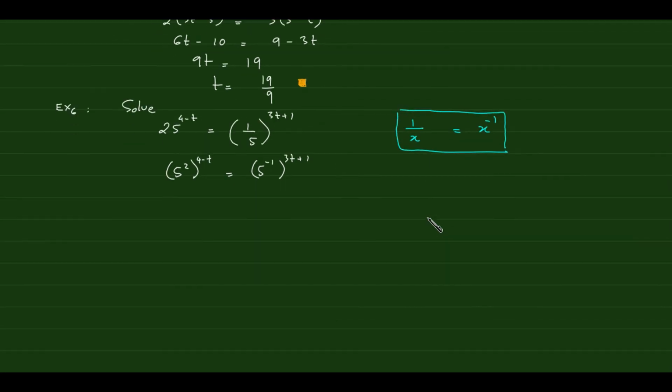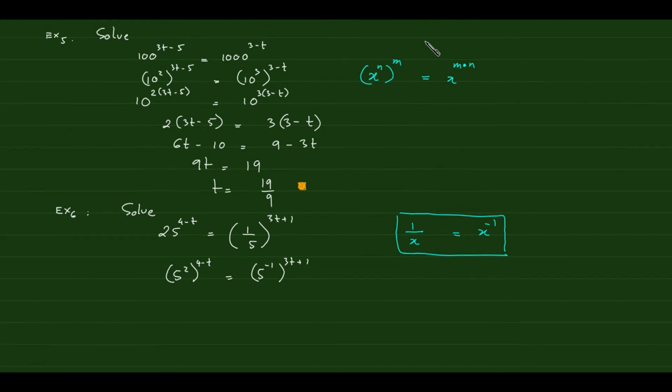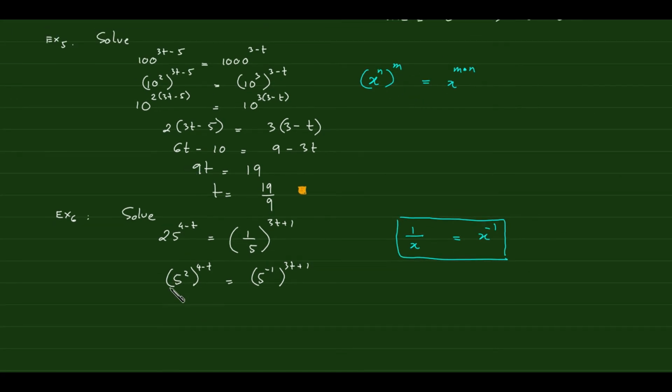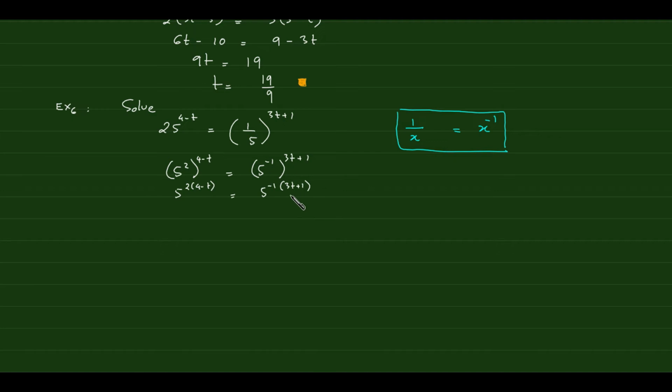Okay, now I'm going to apply this formula here. So I have 5 to the 2 times 4 minus t equal 5 to the negative 1 times 3t plus 1. Now the base is the same, right? And I have exponents equal to each other. So we get 8 minus 2t equals negative 3t minus 1. So you have t equal to negative 9.